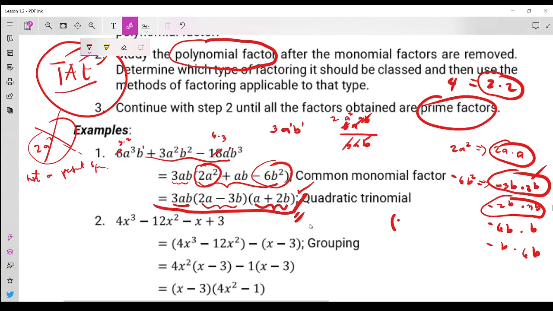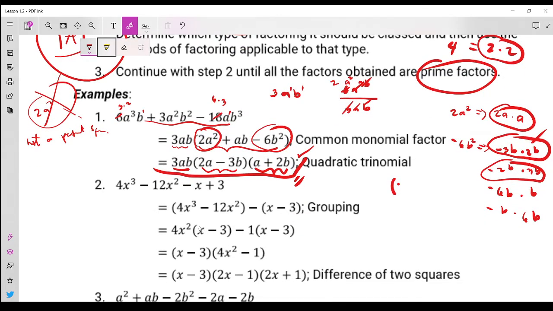Okay, so let's have here another example: x cubed minus 12x squared minus x plus 3. So we have here 4 terms. Usually, class, when you have more than 3 terms, what you're going to do is factor by grouping, because as we've discussed in our previous videos, we only have binomial and trinomial cases. So if we have 4 terms, for sure you will apply factoring by grouping.